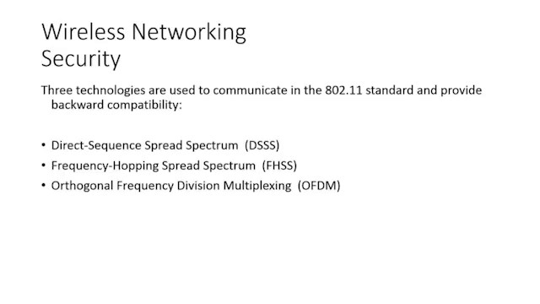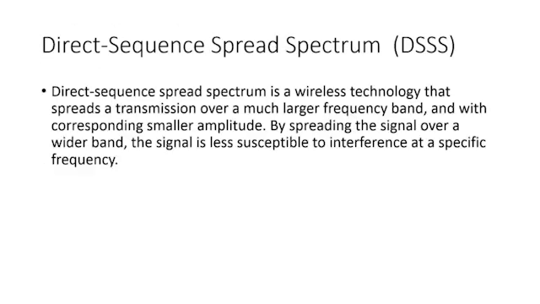Now, talking about wireless networking, we need to think about security a little bit now that we have a little bit of background. So we have three technologies that we use in 802.11, and they do provide some backwards compatibility. It's direct sequence spread spectrum, DSSS, frequency hopping spread spectrum, FHSS, and orthogonal frequency division multiplexing, OFDM. Now, I know those sound like a mouthful, but this is how wireless networking works.